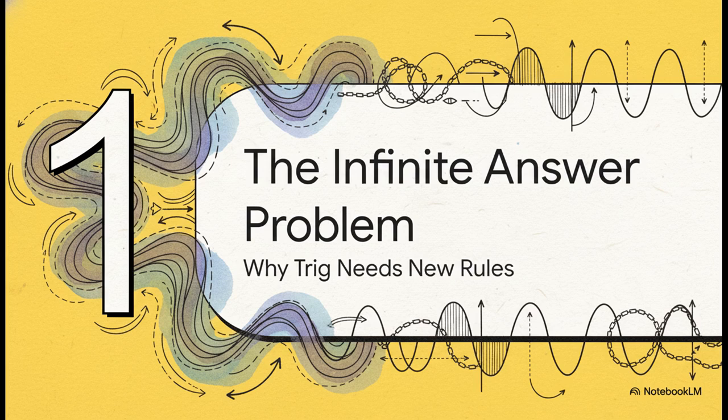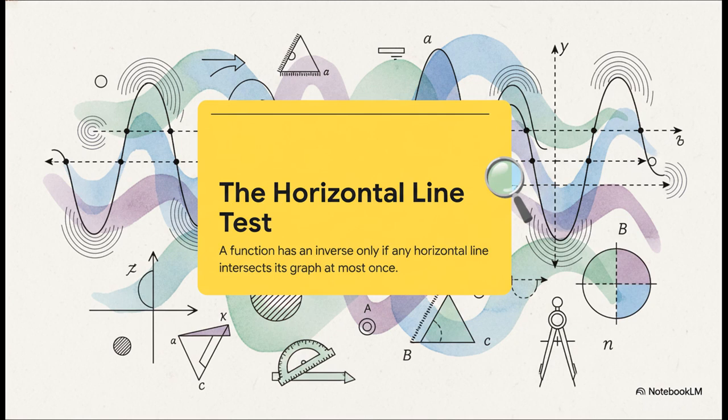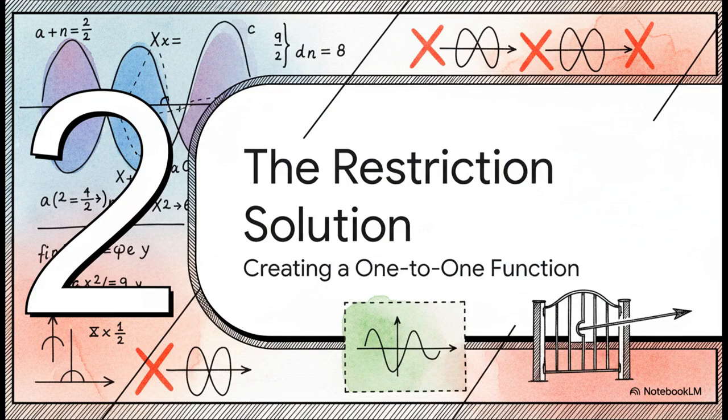Let's dig into why these repeating functions, sine, cosine, and tangent, need a whole new set of rules to tame them. In math, there's actually a formal test for this. It's called the horizontal line test. The rule is simple. If you can draw a flat, horizontal line anywhere on a graph and it hits the function more than once, boom, it doesn't have a proper inverse. And as you can see, trig functions fail this test spectacularly. I mean, everywhere you look.